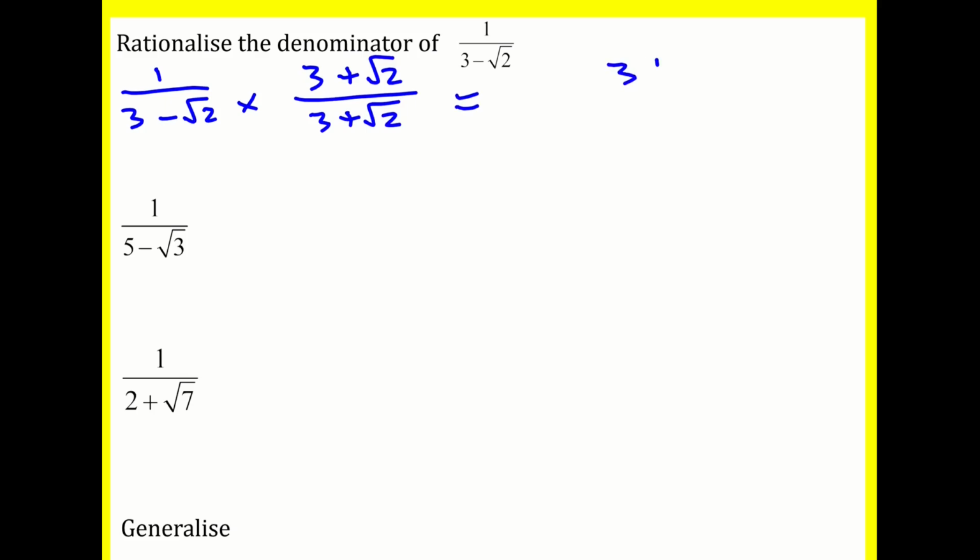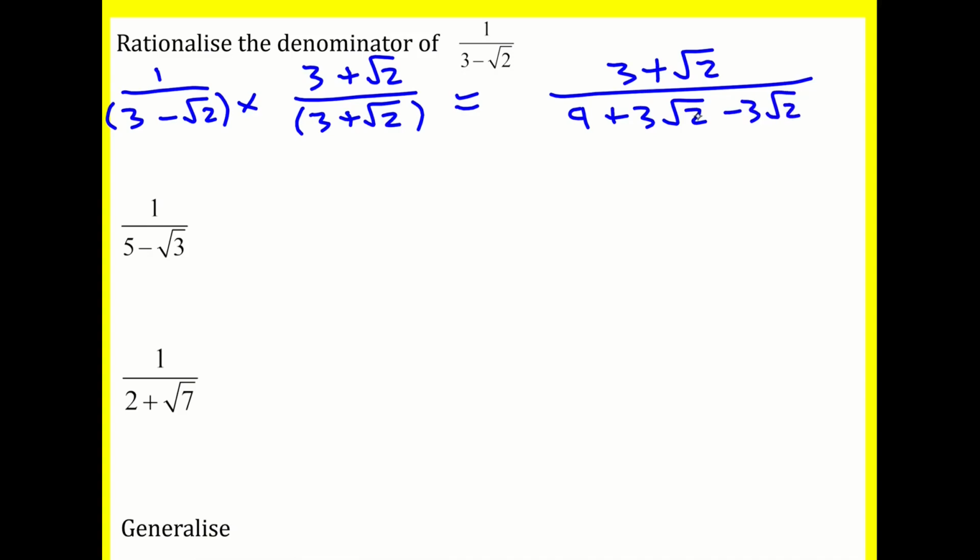Because now we're going to be left with 3 plus root 2 on top. And then I'm going to get 9. And if I do my cross multiplication, it's going to be plus 3 root 2. Because I get a plus, but now I get a minus 3 root 2. And they're going to cancel out. Fantastic. And then I'm going to be minusing 2. So for my final answer, I'm going to get 3 plus root 2 all over 7.